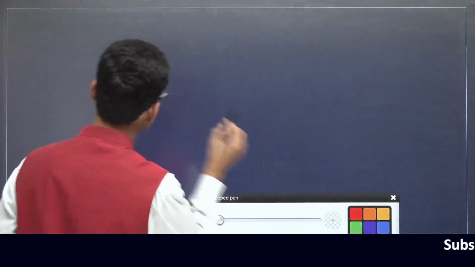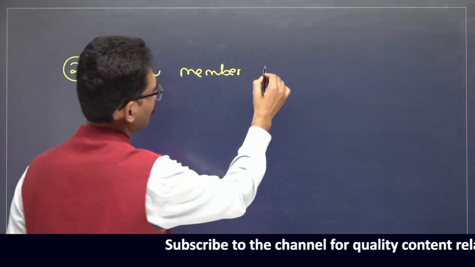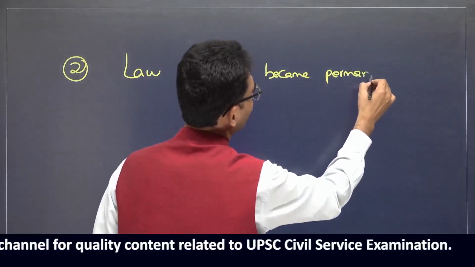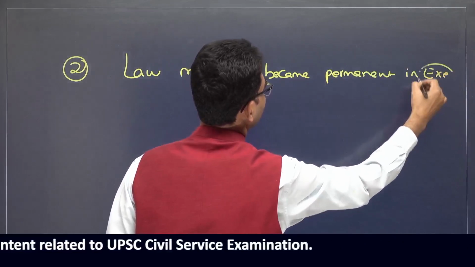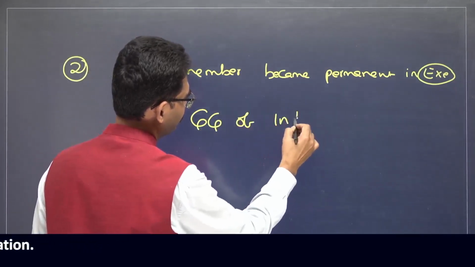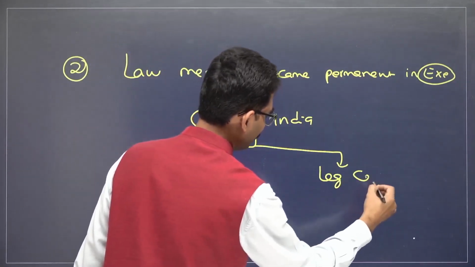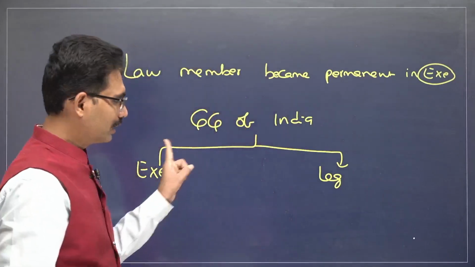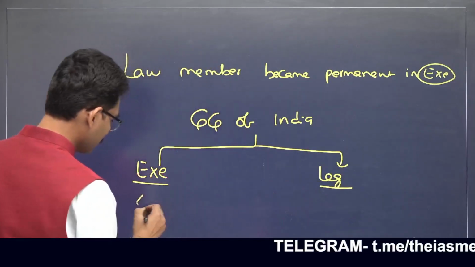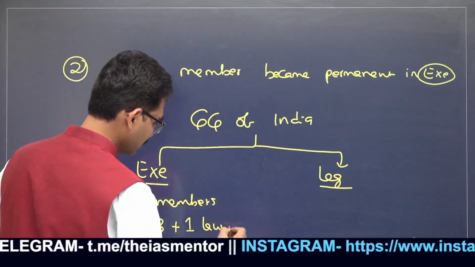Second provision. The law member became permanent in the Executive Council. Now, Governor General of India, Executive Council, Legislative Council. The Governor General in Executive Council will meet as Parliament, a legislative body. Now, when it comes to this, 4 members. These 4 members are the earlier 3 plus 1 law member, permanent.